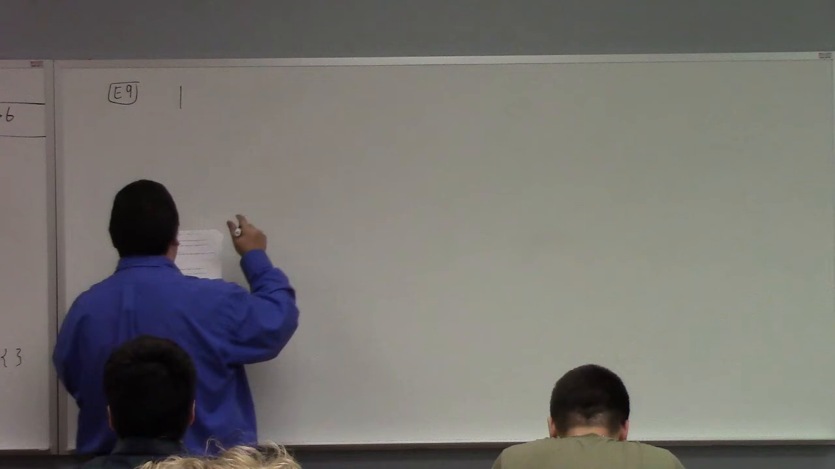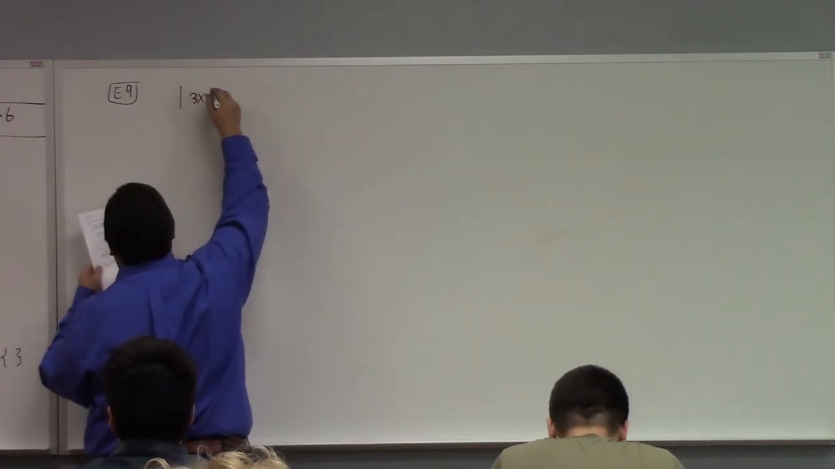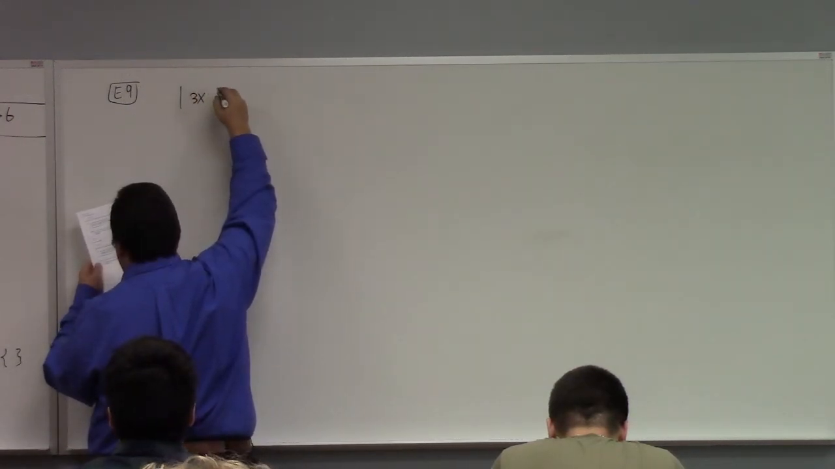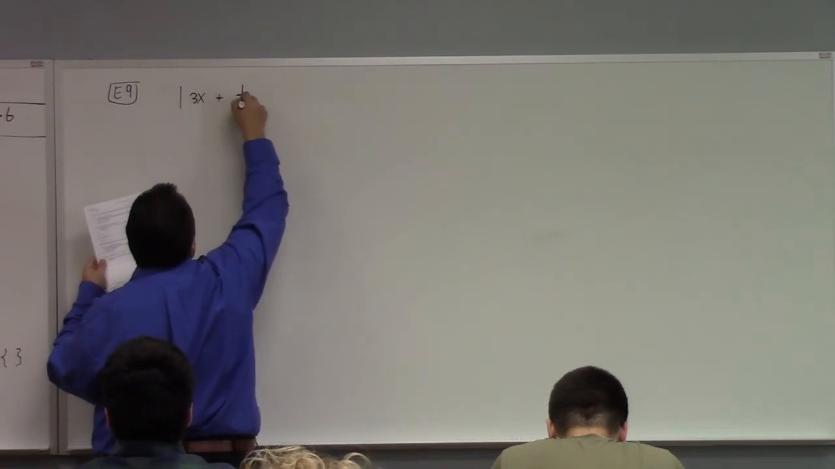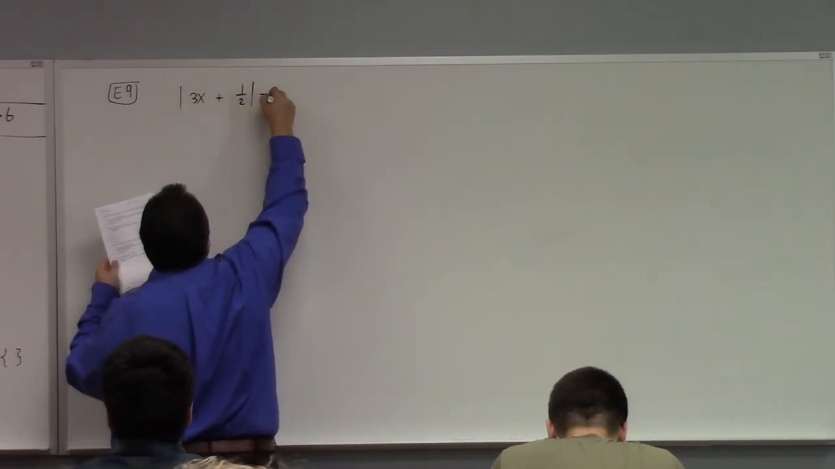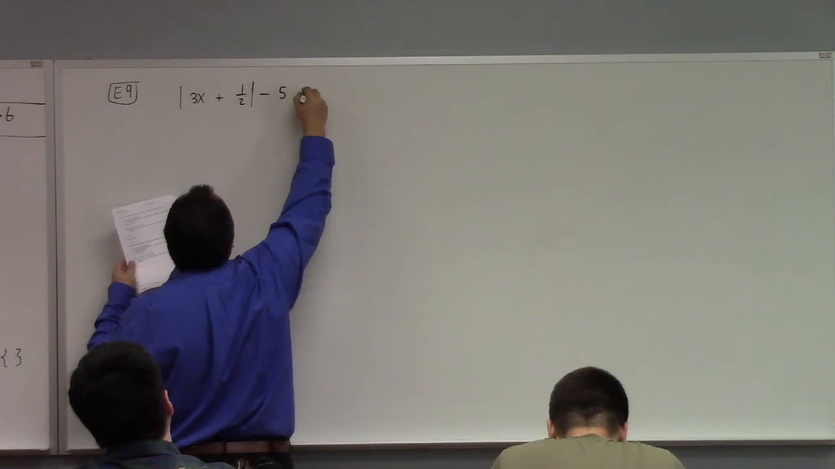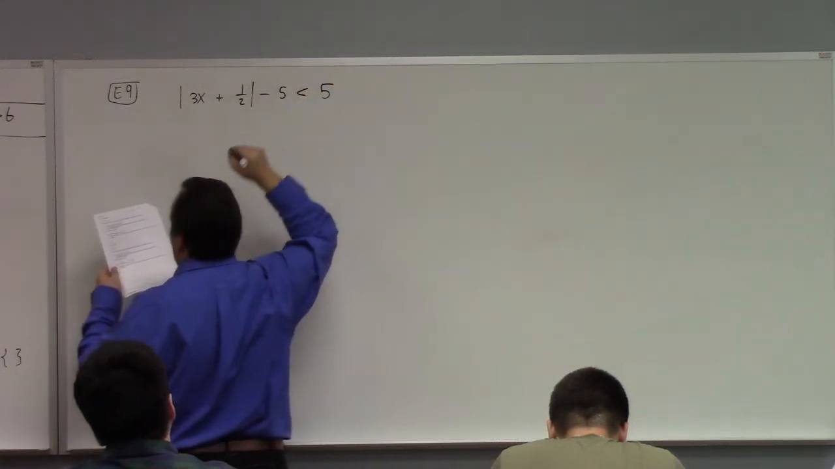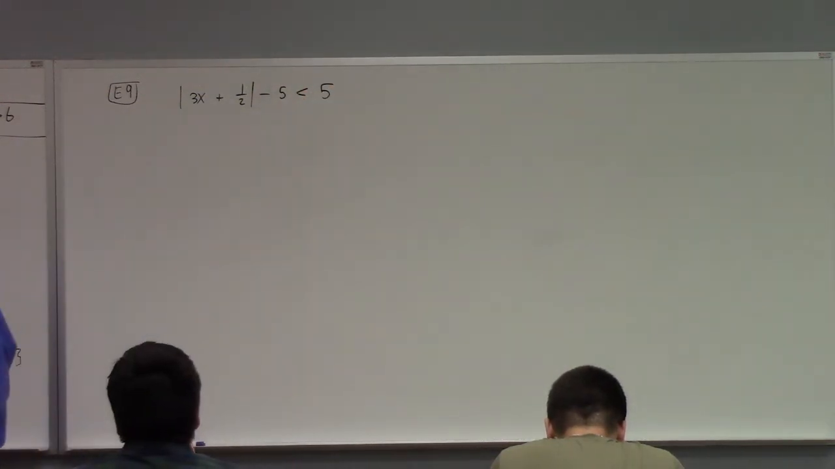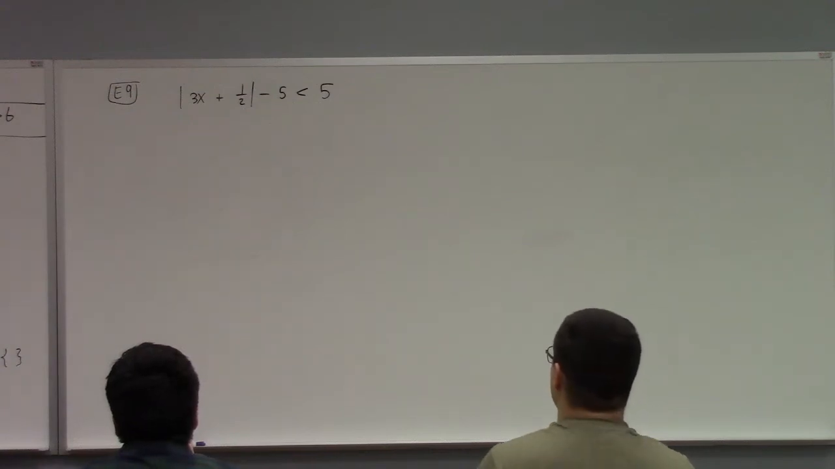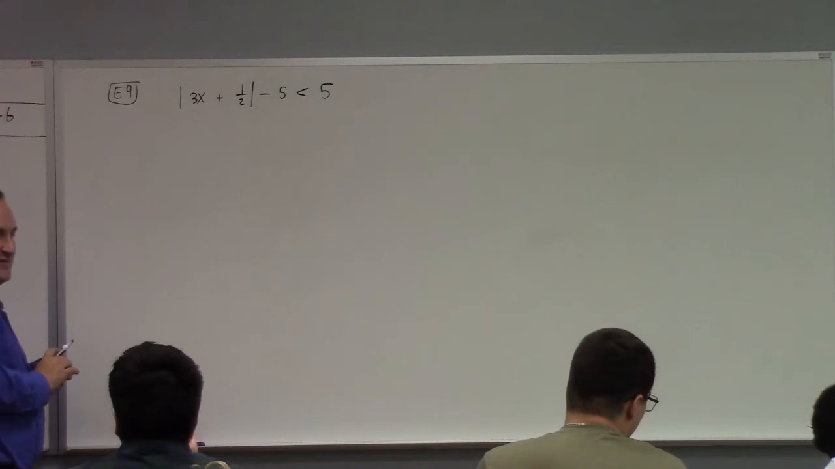Let's see here, 3x plus a half minus 5 less than 5. Here's the problem. This is the one I wanted to do. Woohoo! It's number 26. This is our next to last problem. And besides, this class ends at 4:30. We still have time for 2.